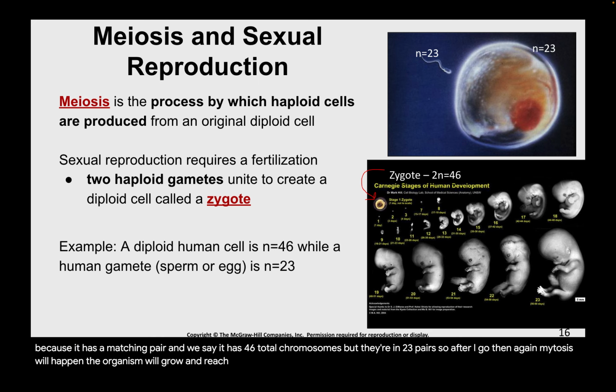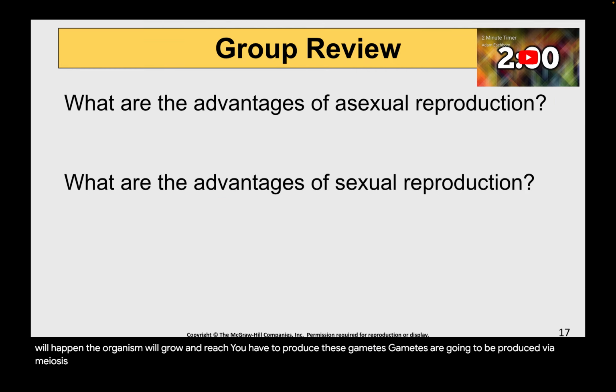But we have to produce these gametes, and these gametes are going to be produced via meiosis. But before we move on to that, I just want us to do a quick review. What are the advantages of asexual reproduction? What are the advantages of sexual reproduction?